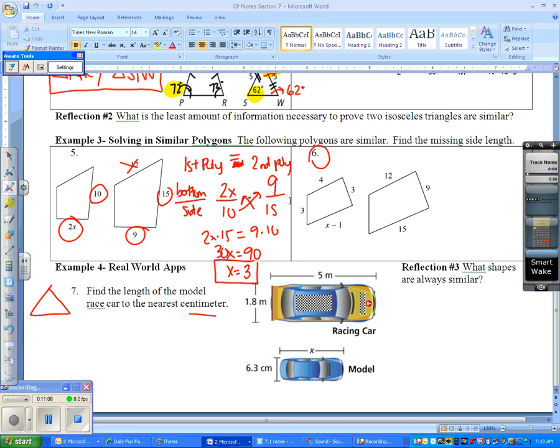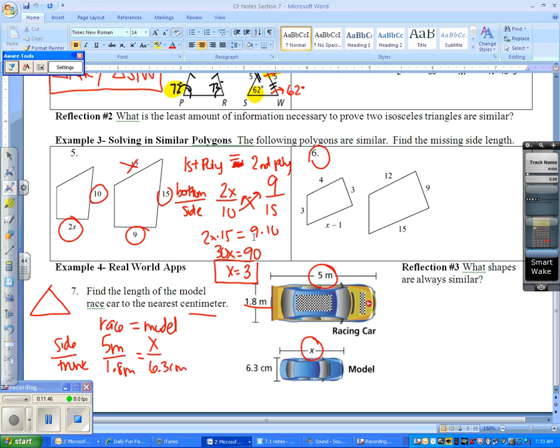To set it up, we're going to do a proportion just like we did over here. My proportion, again, it's okay if you do it a little differently than mine. I'm going to say that the race car is one ratio, and then I'm going to compare the model in another ratio, and I'm going to compare the side to the trunk because that's the information they give me. So in the race car, the side is 5 meters. And the trunk of the race car is 101.8 meters. And then I'm going to do the same thing for the model. So the side is x, and the trunk is 6.3 centimeters.